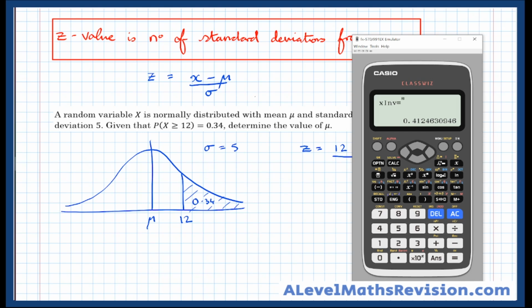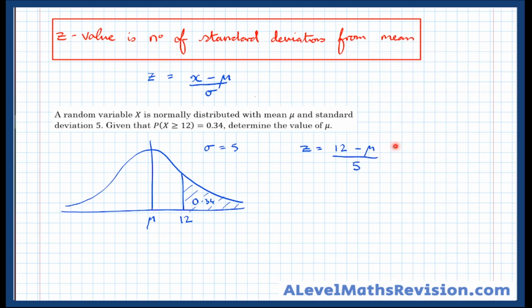0.41246. So we also know that the z value is equal to 0.41246. We found the z value two different ways, algebraically and numerically, and now we know that they're both equal. So what we're going to do now is just simply rearrange this to find what mu is.